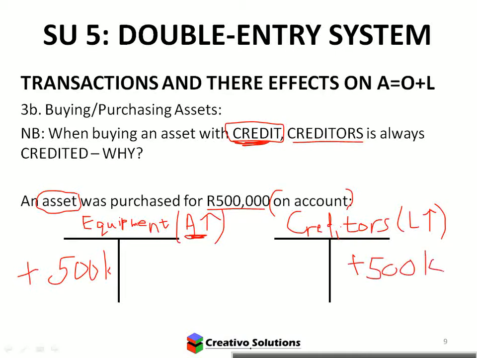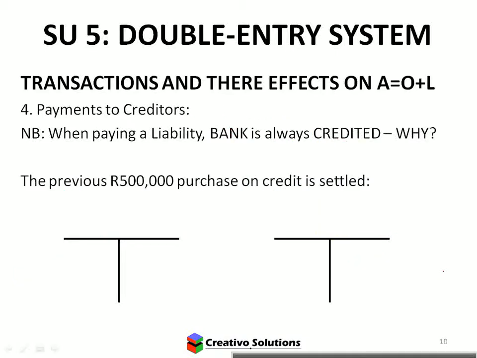And there's another one. There's quite a few here, all examples of things we've looked at. Right, the next one. Payments to a creditor. What happens if I now pay a creditor? Well, there's the rule. The bank is always credited, when you pay using cash. You pay using the money in your bank account. So you can study that, you can remember it, or you can apply the rules.